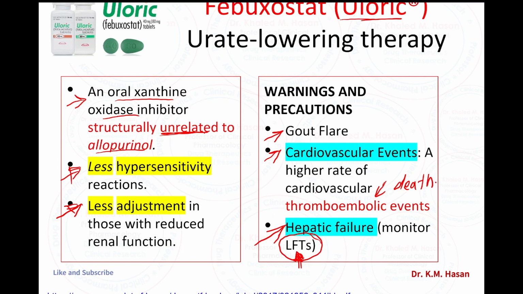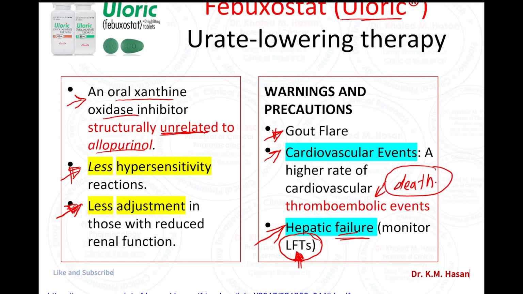So I will repeat in general what we have about febuxostat. Febuxostat is similar to allopurinol in inhibiting xanthine oxidase. Febuxostat inhibits synthesis of uric acid. The advantage: less hypersensitivity, and no need to adjust the dose in patients with renal dysfunction. But this medication may cause acute gout attacks, similar to allopurinol. However, it may cause cardiovascular events and death. We have a warning from the FDA. This medication may cause hepatic failure. Therefore, we need to monitor the liver function.